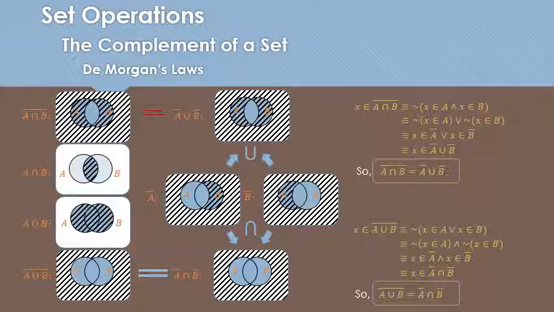So for all of these things we've been proving, there's always a logical side to it as well as a visual side to it. Venn diagrams versus laws of logic.